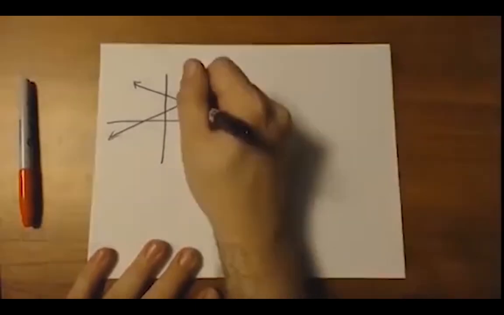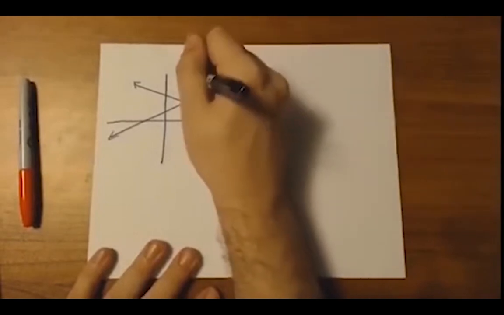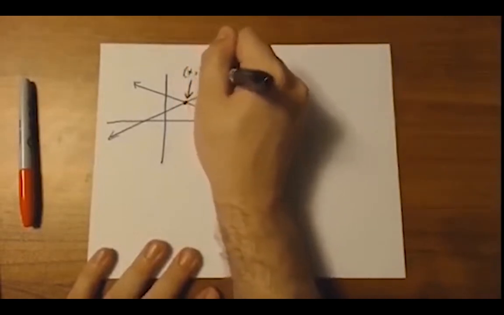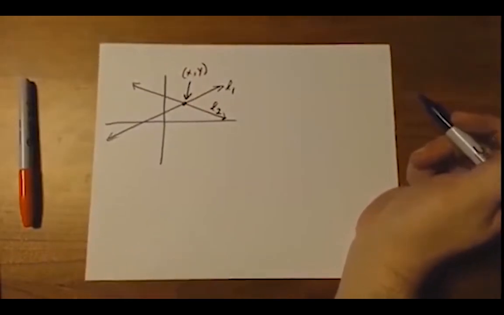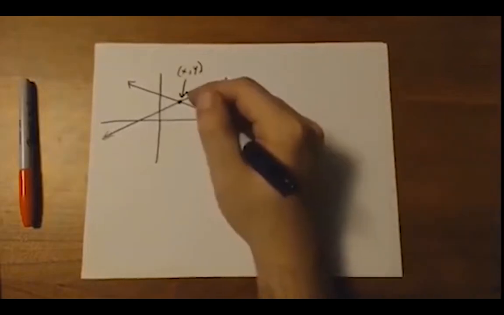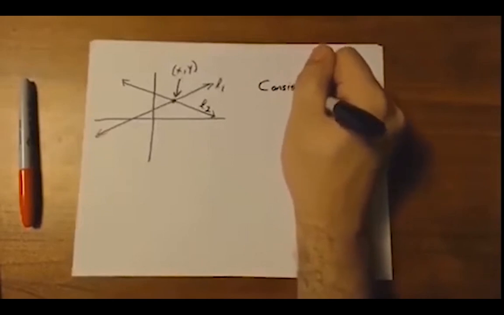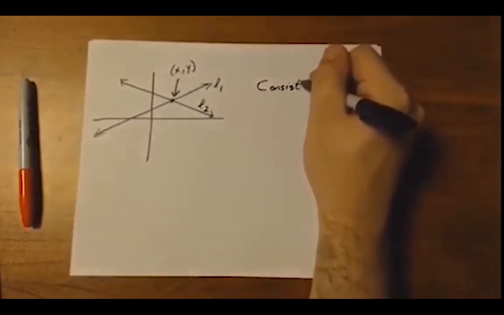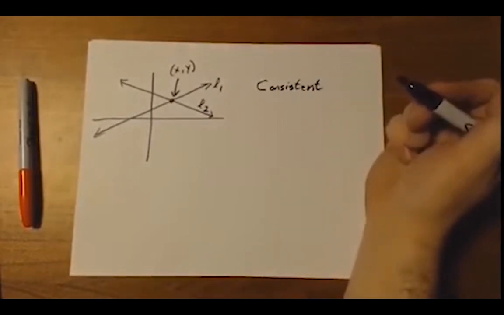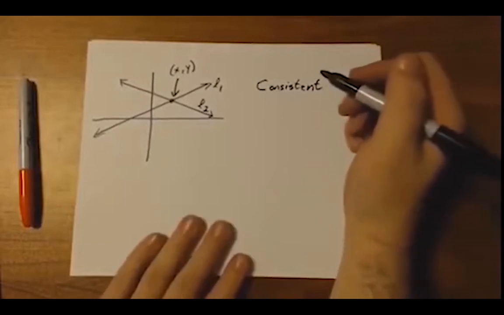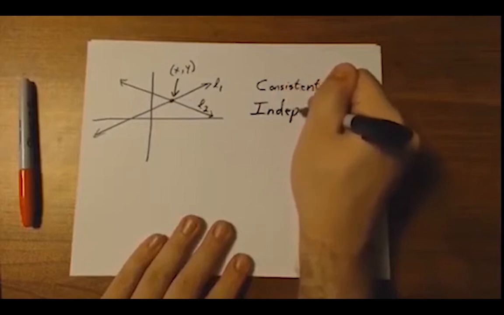So here, these graphs intersect at exactly one point, some point x, y. We say that this system is consistent and the equations are independent.